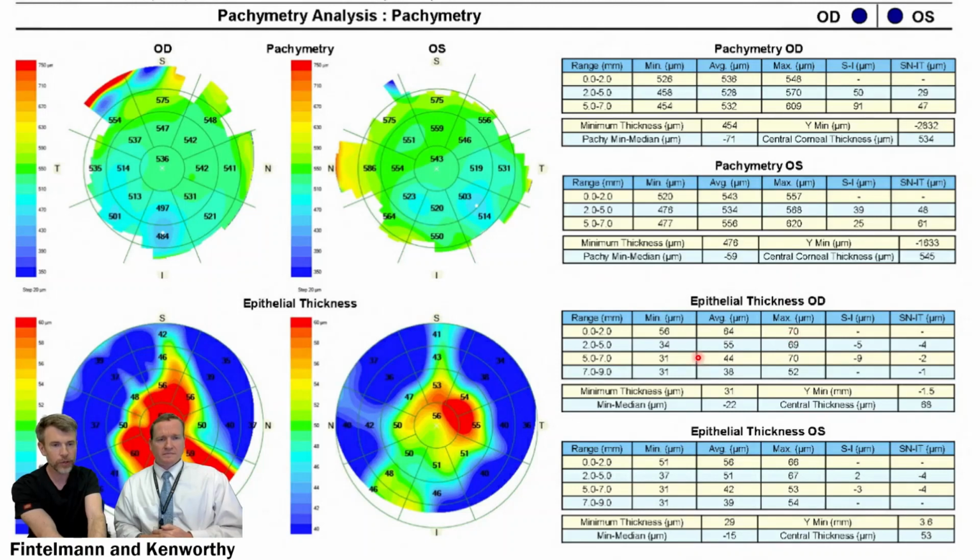And then the thinnest point, which tends to be in the 5 to 7 millimeters, so these are 0 to 2, 2 to 5, and then 5 to 7. So right around here is the thinnest point, is 31. So it's almost a 40 microns difference between the two. And below 30 is where the epithelium starts to break down and get unstable. So a thickness less than 30 is not stable epithelium, which means erosions. And oftentimes when you look at it staining-wise, it looks like that pattern that you see in a keratoconus over the cone.